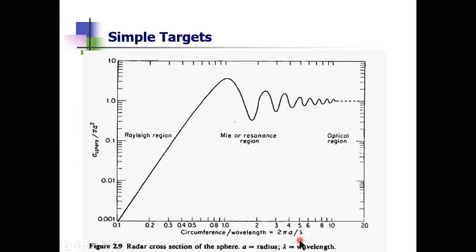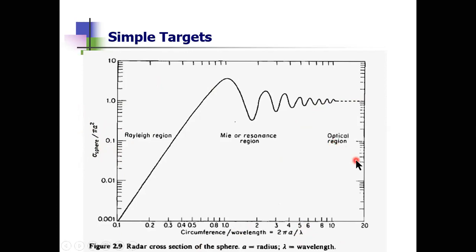But this can mislead us into thinking that the geometrical area of the target is a measure of radar cross section, but it applies only to the sphere, not to other shapes.